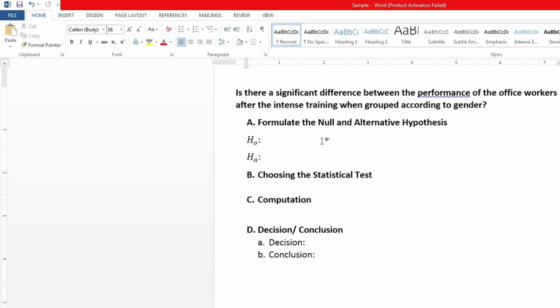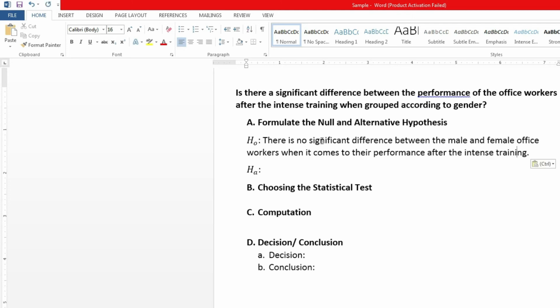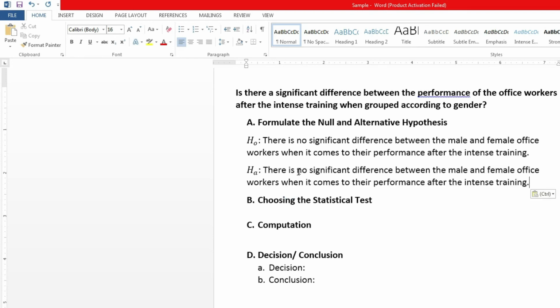So let's formulate the null hypothesis. Our null hypothesis: there is no significant difference between the male and female office workers when it comes to their performance after the intense training. For the alternative hypothesis, we negate our null hypothesis to state that there is a significant difference between the male and female office workers when it comes to their performance after the intense training.